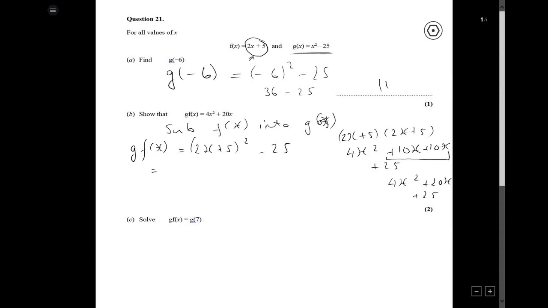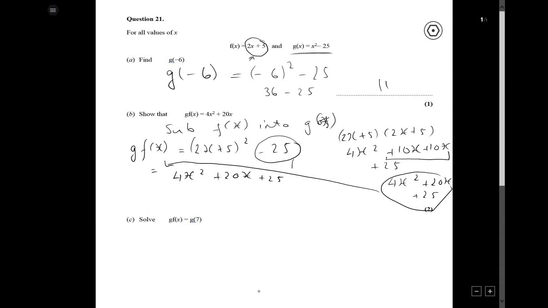So I put this back in to my function here. So I've got 4x squared plus 20x plus 25. And then I have to bring this minus 25 down. Now, if you've got plus 25 minus 25, they cancel out. Yeah, it brings you back to 0. So all we've got left for g f of x is equal to 4x squared plus 20x. And there you go, examiner. There you go.